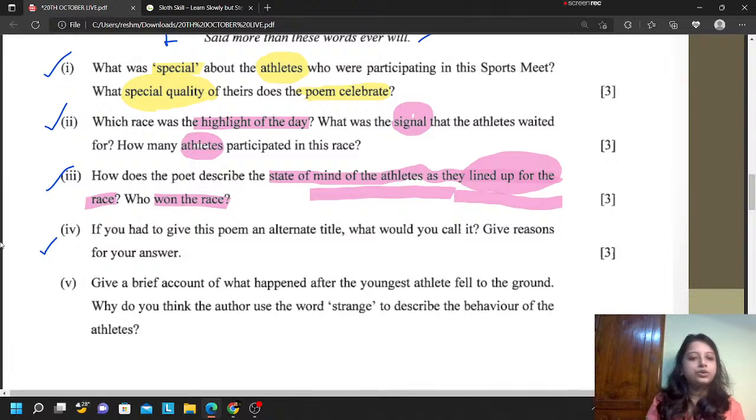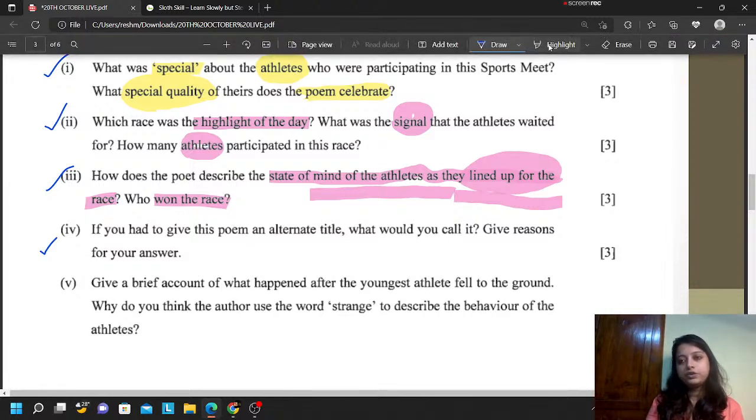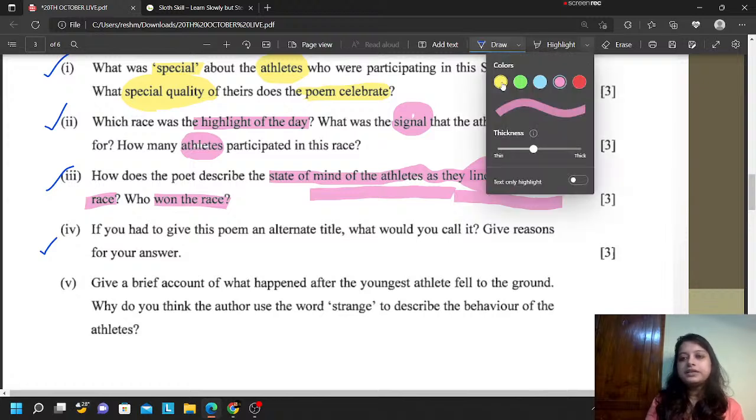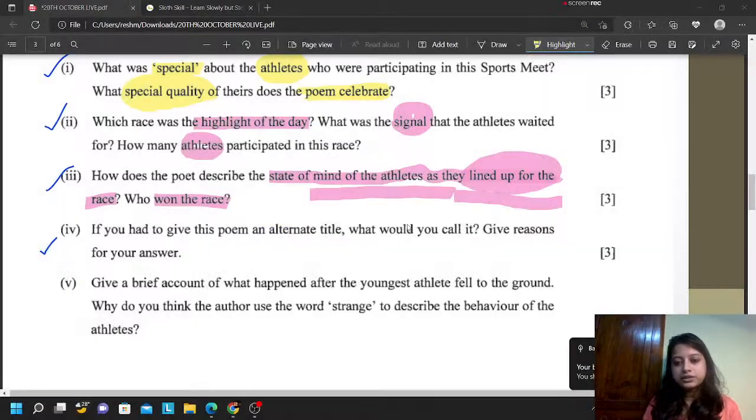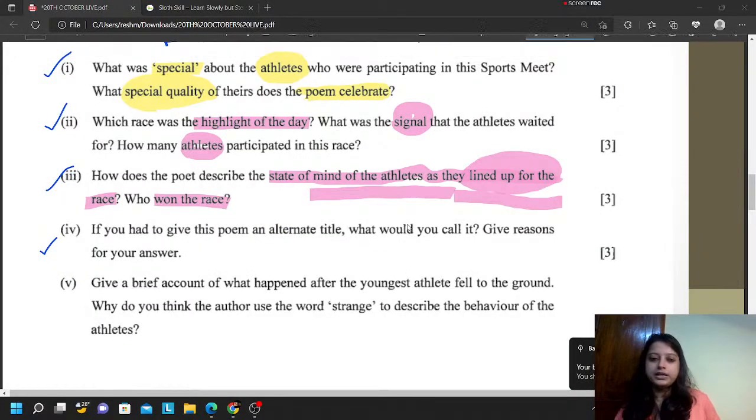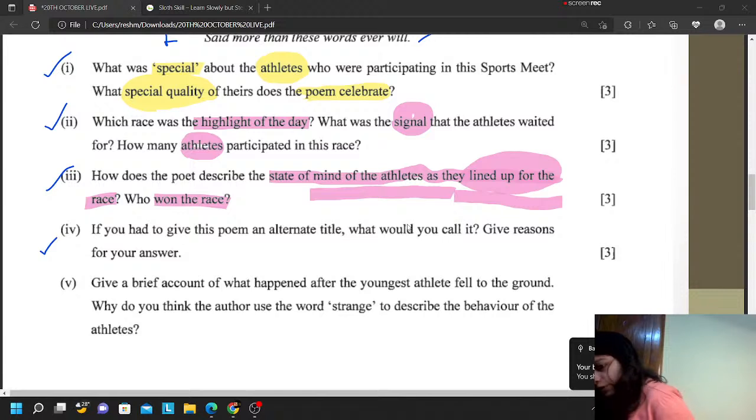If you had to give this poem an alternate title, if you wanted to give the poem a different title, what would you like to name the poem? I'm very sorry, I'll just bring my charger, just give me a moment. Try the 4th question. I'll just bring the charger back.